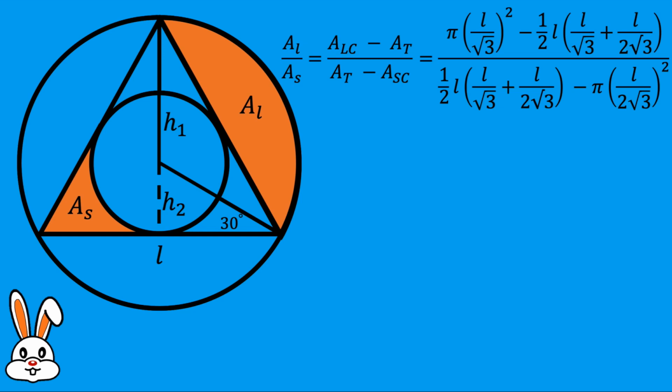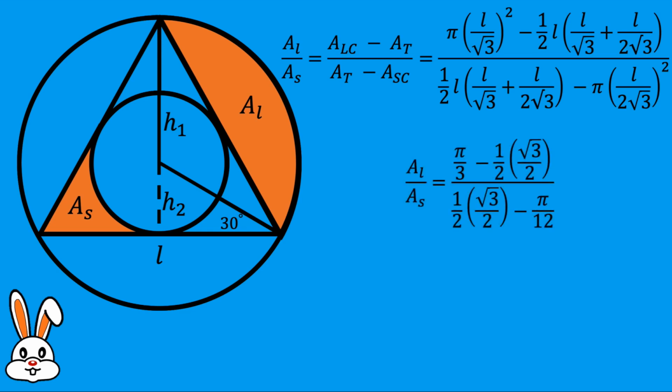The equation will end up looking something a bit like this. It looks a bit complicated, but when you look closely into it, you can see that things such as L squared can easily cancel out, and we end up with an equation with only numbers and pi's. With some further manipulations, we end up getting the answer of the ratio as 4 pi minus 3 root 3 divided by 3 root 3 minus pi.